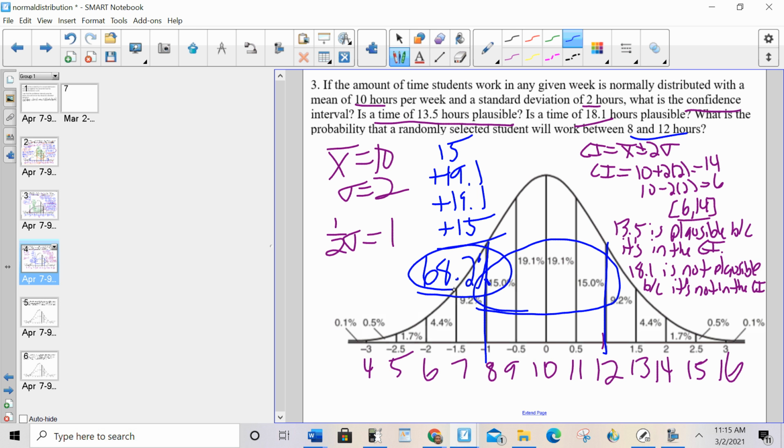So I would need to plan accordingly. If I was giving homework or whatever, I would need to plan accordingly and understand that 68.2% of my students are going to be working between those hours. So a lot of little pieces to it.